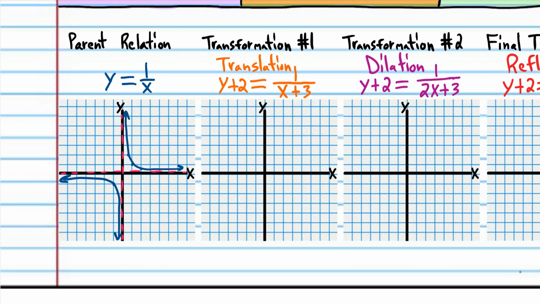Now we're going to translate. We're going to move to the left 3 units and down 2 units. So now the asymptotes connect at that point. And then we need our 6 reference points, (1, 1), (1/2, 2), (2, 1/2), (-1, -1), (-2, -1/2), and (-1/2, -2). And we're pretending that this is the origin here. That's why we can graph those reference points. We're pretending that that's the origin.